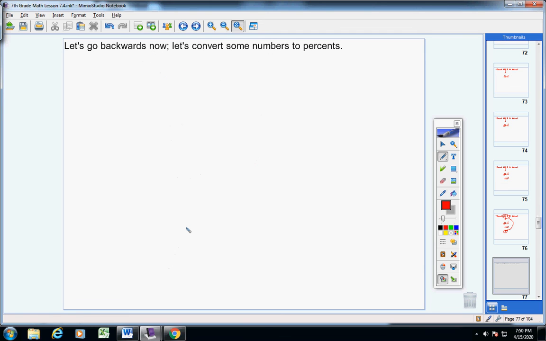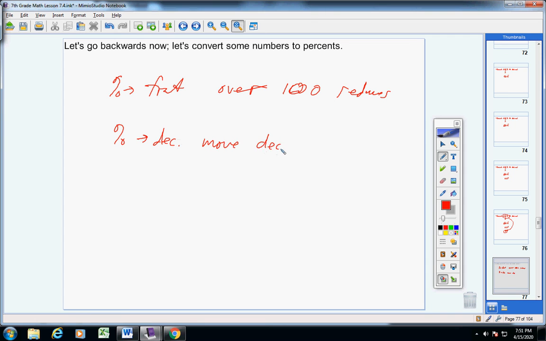Okay? Now, let's go backwards. Okay? Let's convert some numbers over to percents. So let's review quickly before we do that. If you're converting a percent to a fraction, put it over what? 100, and then reduce. If you're converting a percent to a decimal, move the decimal 2 places to the left. We just learned that, okay? So now let's move on.